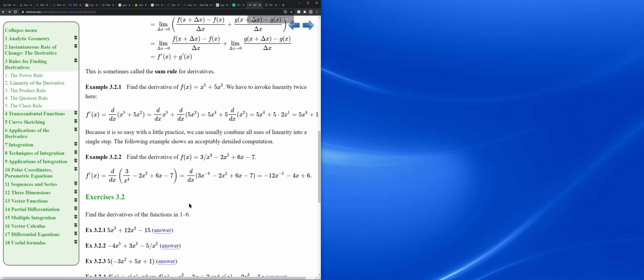An example of linearity would be over here. If I want to differentiate x to the 5th plus 5x squared, in order to differentiate the sum, you just differentiate the individual pieces, and then if you have a constant in front of one of these, you can pull it out.